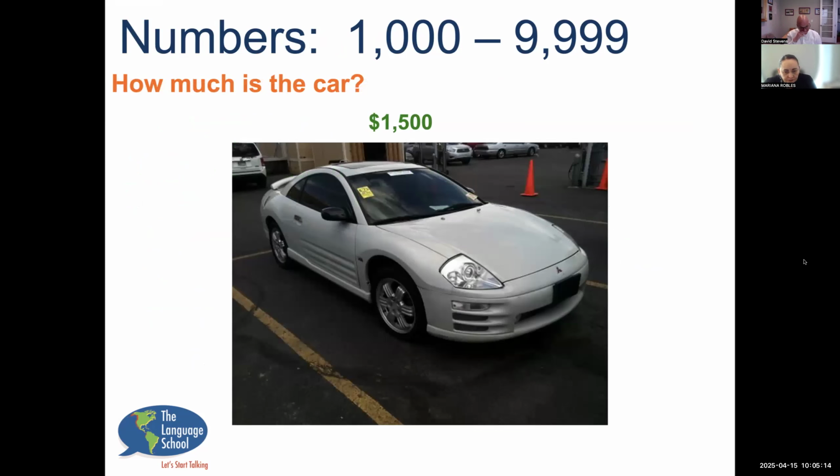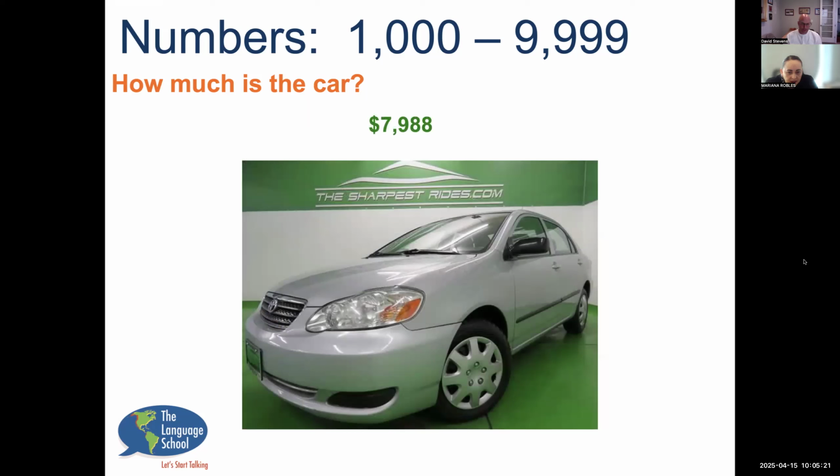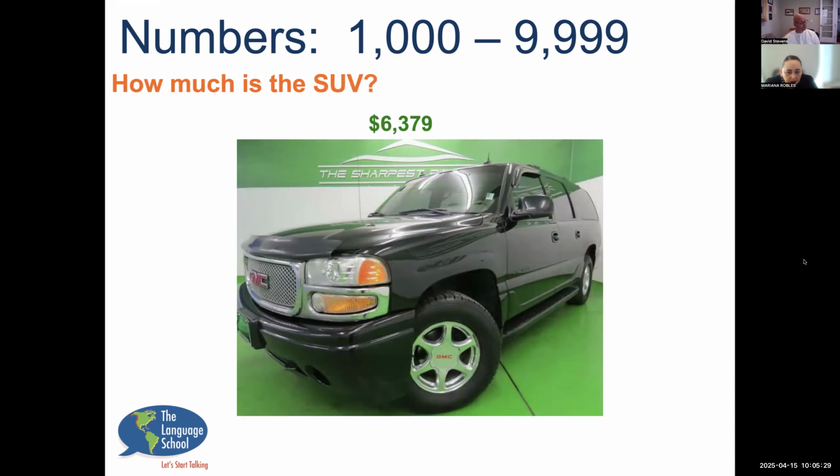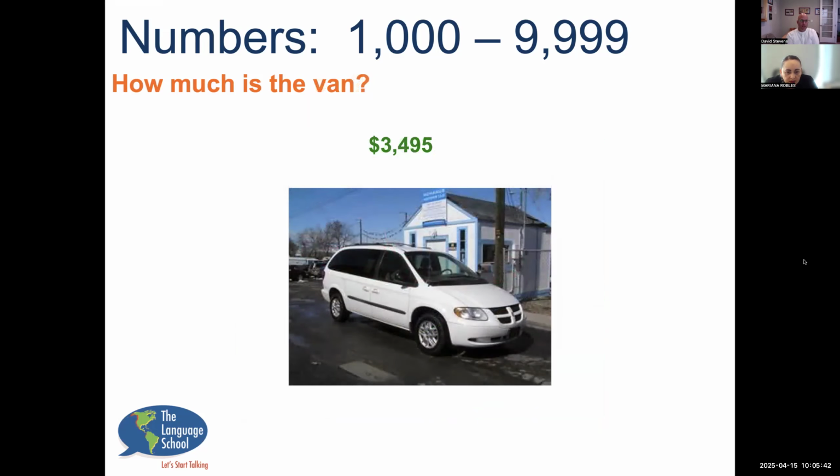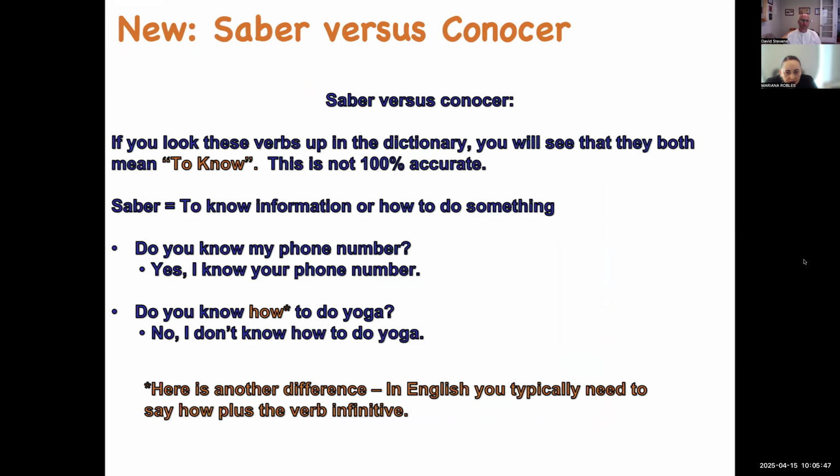How much is the car? $1,500. Dollars. Okay, dollars. How much is the car? $7,988. How much is the SUV? $6,379. How much is the car? $2,543. How much is the van? $2,495. Okay, very good. You're doing great today, Maria.